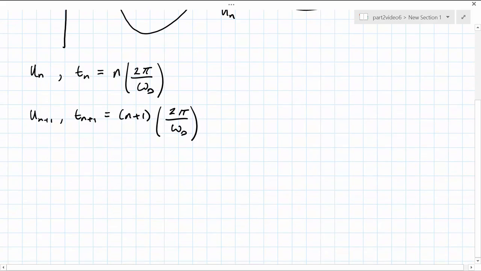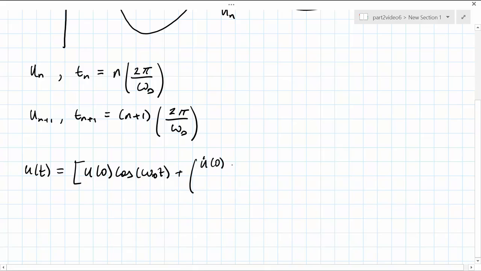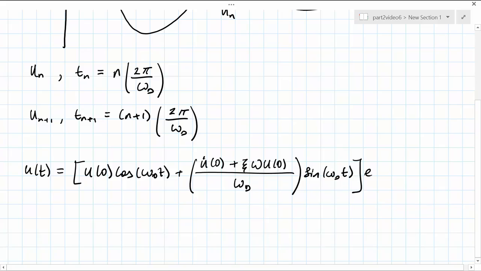Recall that the response for a damped system is given by u(t) equal to u naught cosine omega d t plus the initial velocity plus zeta omega times the initial displacement divided by the damped natural frequency times sine omega d t, then times the exponential function of minus zeta omega t.